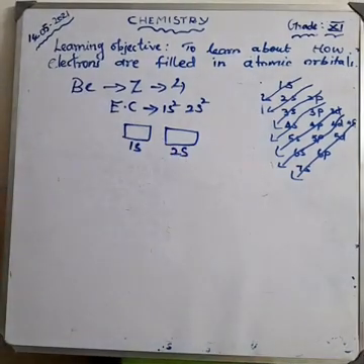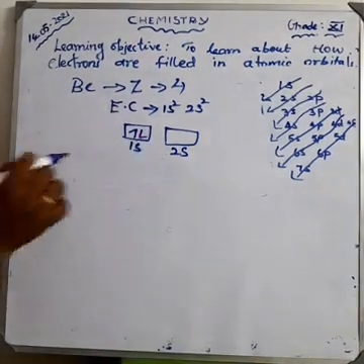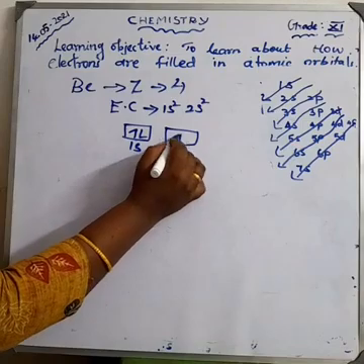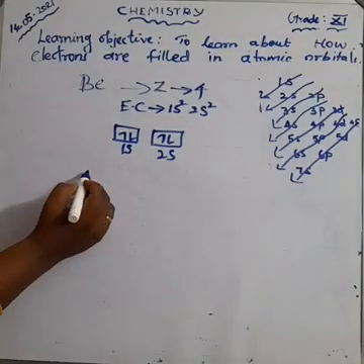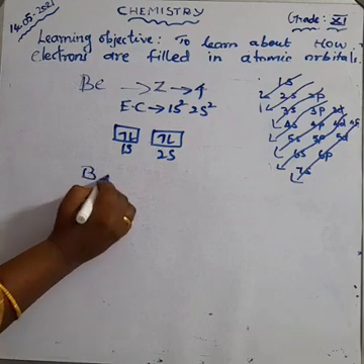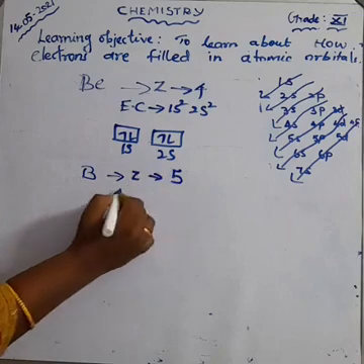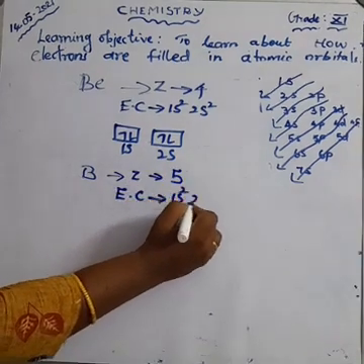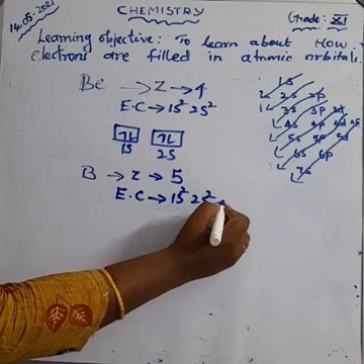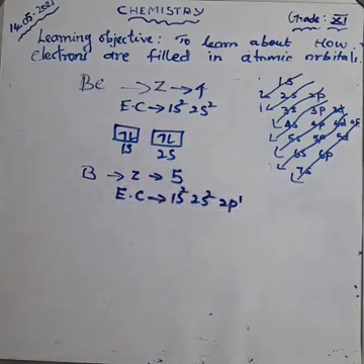1s orbital, how many electrons? 2 electrons. And 2s orbital also 2 electrons. Okay. Next we can discuss boron. Boron, atomic number 5. So the electronic configuration for boron is 1s2, 2s2 and then 2p1. In the p orbital, the boron atom has only 1 electron.